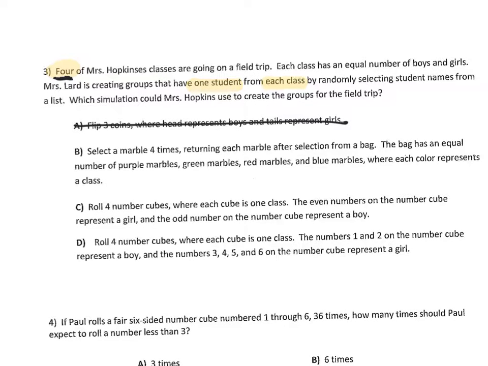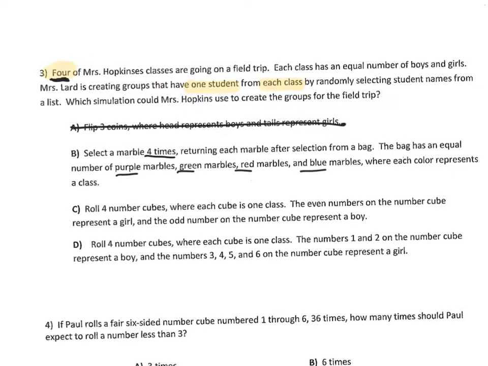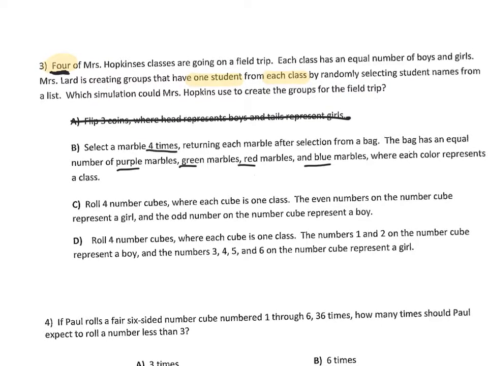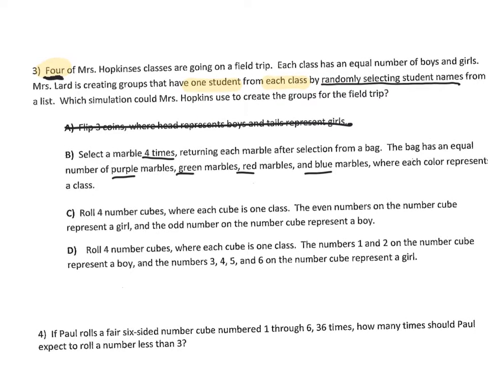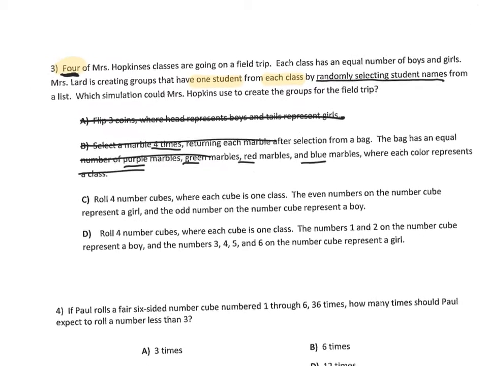Okay, B says select a marble 4 times, returning each marble after selection from a bag. The bag has an equal number of purple, green, red, and blue marbles where each color represents a class. But you're putting it back. Well, yeah, first of all, we're putting it back. And second of all, we are trying to randomly select student names. We're not selecting the classes. We're selecting student names from it. So by having a different color for each class, that would be good, but it doesn't help us pick students out.